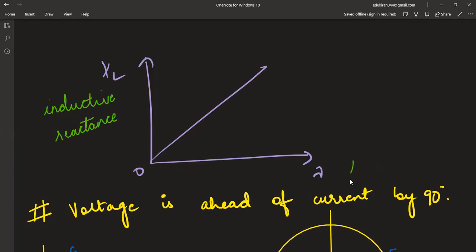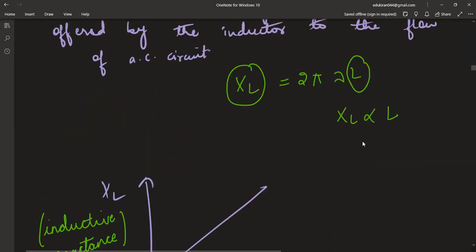And here you have frequency. This is inductive reactance, and this is frequency. All right. And see class, suppose inductive reactance becomes 0. If this occurs, it means it is an ideal inductor.